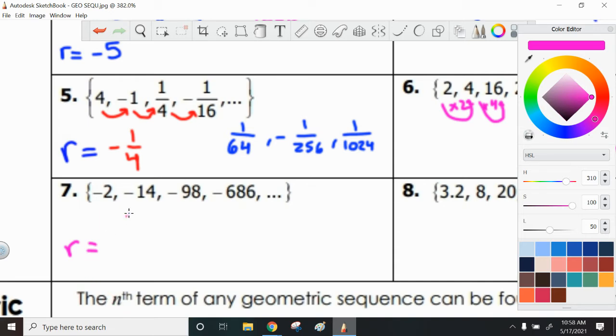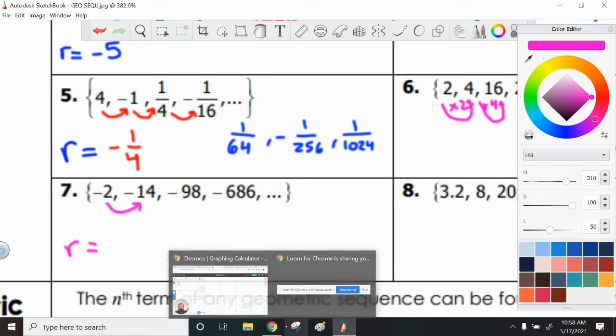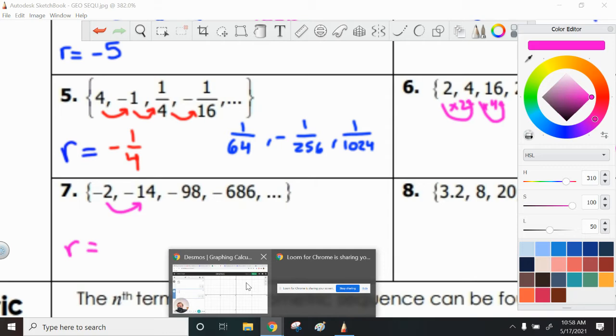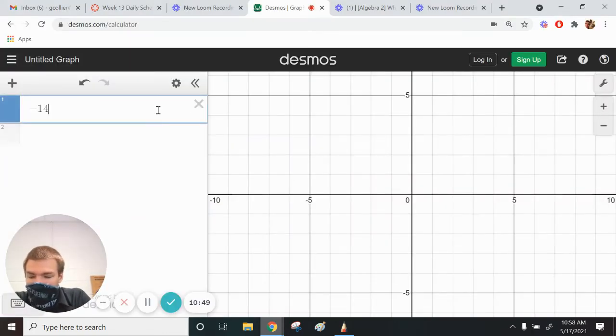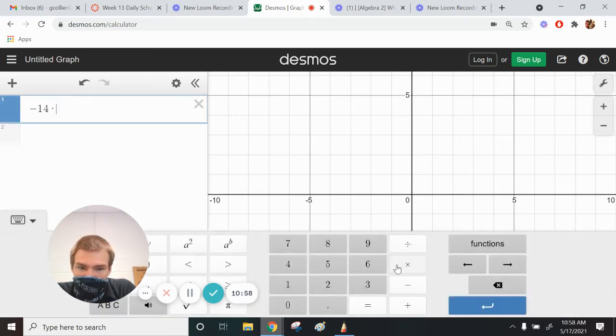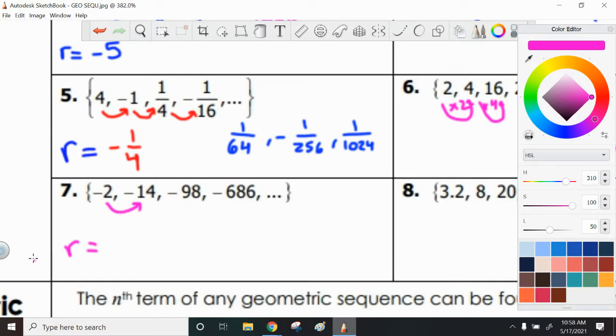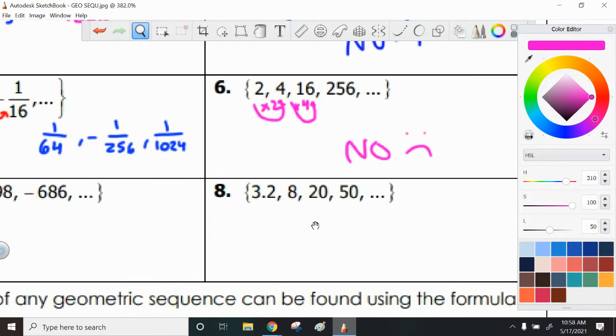It looks like 7. Now, we probably want to make sure. I know that we're multiplying by 7 here. I don't know that 14 times 7 is 98 off the top of my head. So I would probably just come in here and do negative 14 times 7. Yeah, I can't do that, I've got to pull this up. Negative 14 times 7, negative 98. Okay, cool. Happy with that. My ratio would be 7. What are these numbers going to be? Whatever. Do it in a calculator. We'll figure that out later.